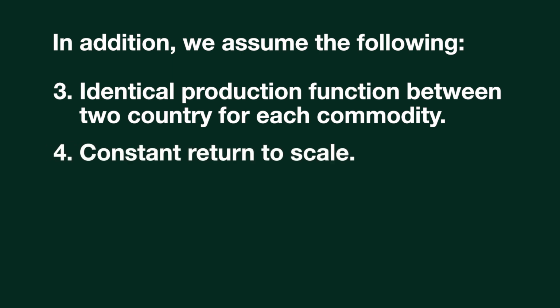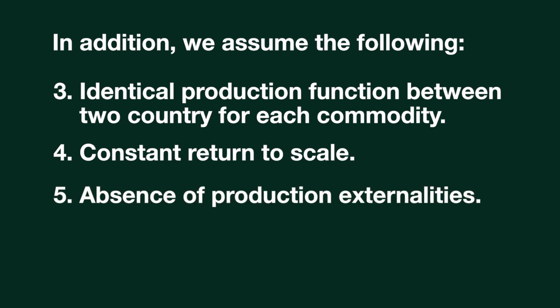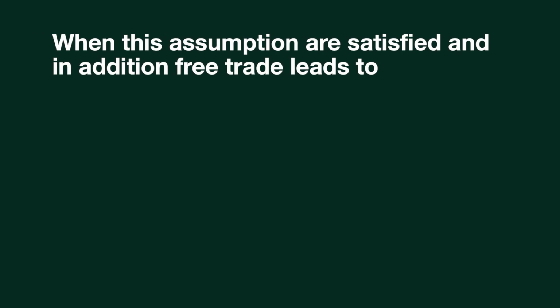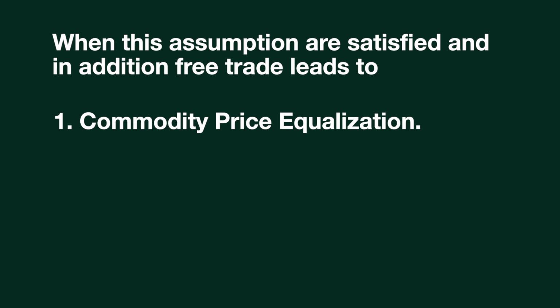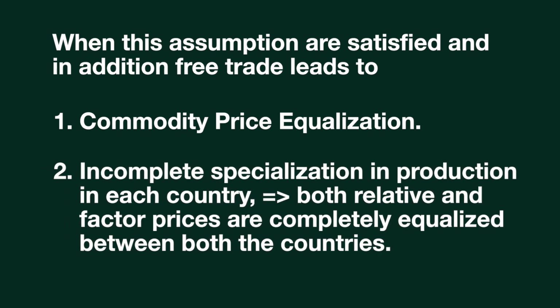Constant returns to scale prevail, that is, both the countries are using a homogeneous production function of degree 1, and there is absence of any kind of externalities in production. Because of this, the production of output depends only upon the inputs that are used in production, and there is no other impact of other inputs. When these assumptions are satisfied, this leads to two important factors. One, there is commodity price equalization, and there is incomplete specialization for both the countries with trade.